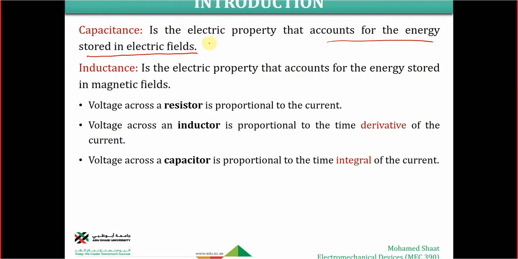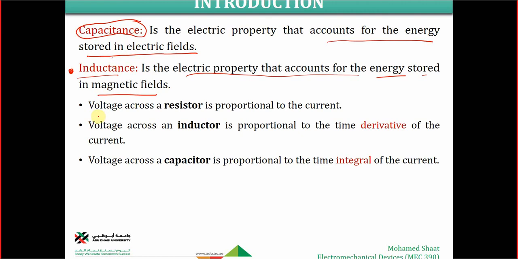So capacitance means that there is an electric property that accounts for the energy stored in an electric field. But inductance is the electric property that accounts for the energy stored in a magnetic field. So the difference is that capacitance depends on electric fields, while inductance depends on the magnetic field. And if you remember from the physics class, there is a strict relation between the magnetic fields of coils and the current through the coils themselves. It means that using electrical coils and some electric field, we can generate a magnetic field, or the opposite, using the magnetic field, we can end up with some electric field. This is the function of the inductance, and this is what we're going to discuss the next meeting. But today we're just going to focus on the capacitance and the capacitors.